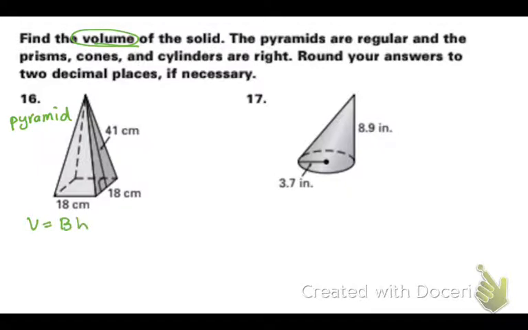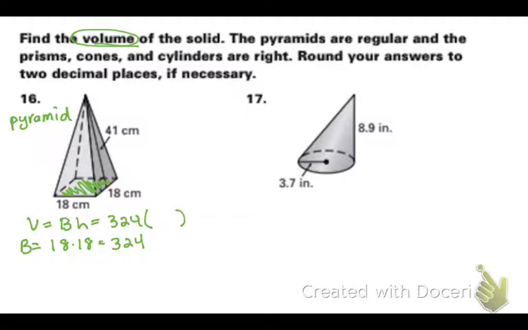Now, when they're talking about base, they're going to be talking about the part that sits on the table. That's your base. And in this case, our base, very conveniently, is a square. And so our base is equal to 18 times 18, which is equal to 324. So that's going to be equal to 324 times whatever our height is.